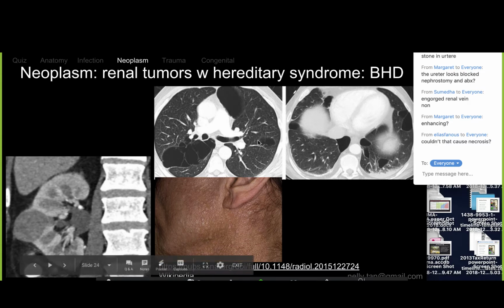These are manifestations of BHD, Birt-Hogg-Dubé, which is another much less common syndrome. So you don't need to worry about it, but you get pulmonary cysts here. They get these little skin lesions, and then you get oncocytomas.